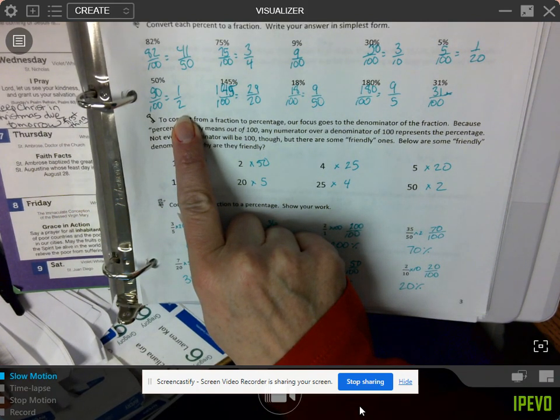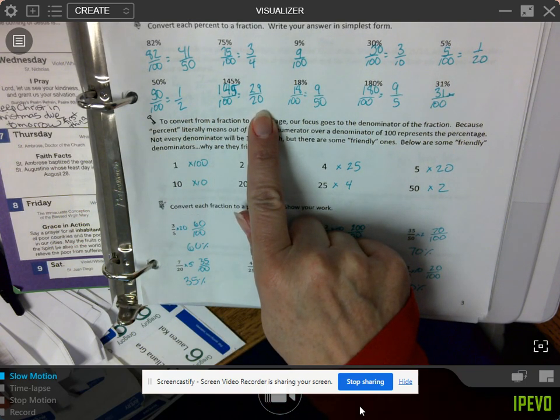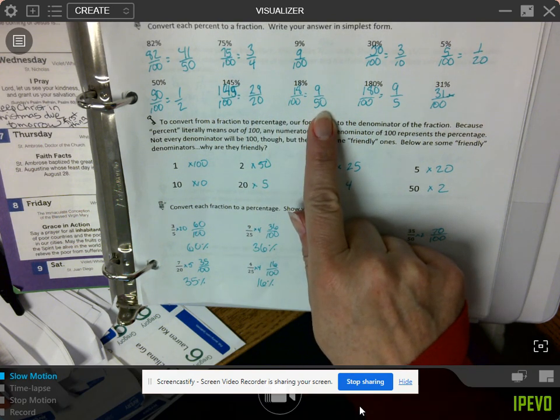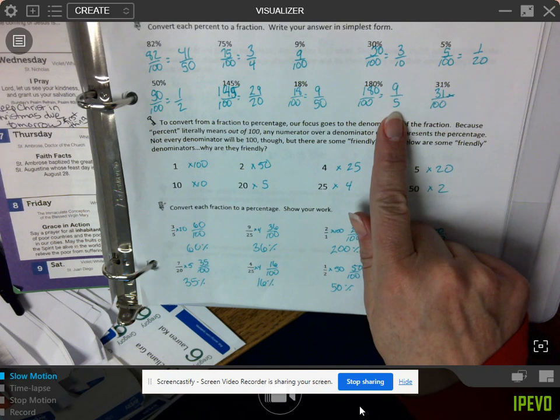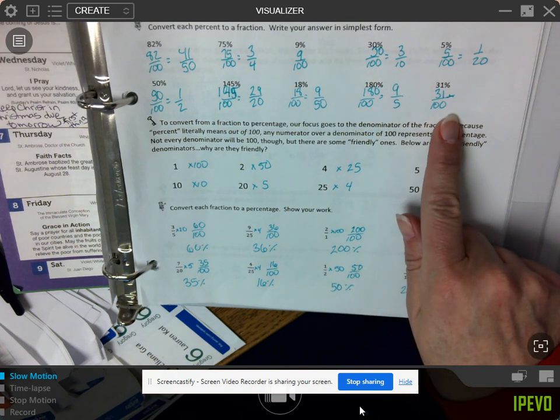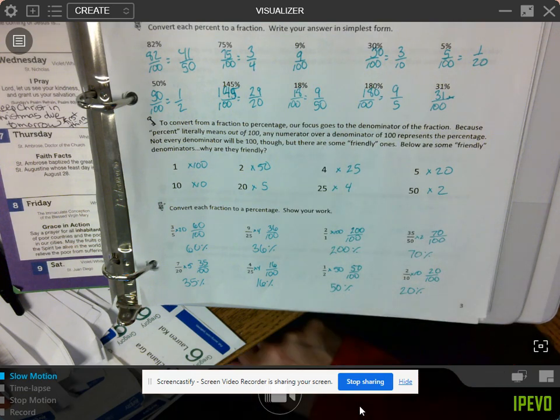So 50% is 1/2. 145% is 29 20ths. 18% is 9 50ths. 180% is 9 5ths. 31% is 31 hundredths. If you did not simplify all the way down, it will be wrong on the test. You have to make sure you're simplifying all the way down until you can't simplify anymore.